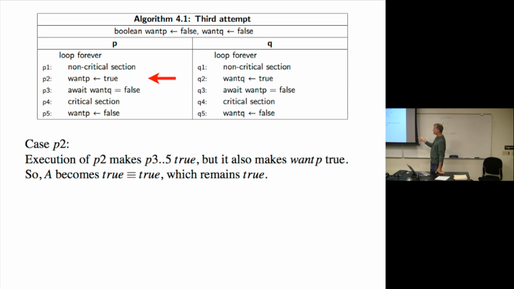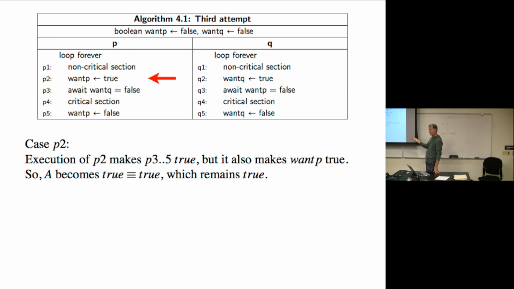What happens on execution of P2? When we execute P2, what does that make happen? What does that do to P3.5? It makes it true. Do you see what I mean? Because what is P3.5? It's P3 or P4 or P5. So if P2 executes, then we have P3, which means P3.5 is true.